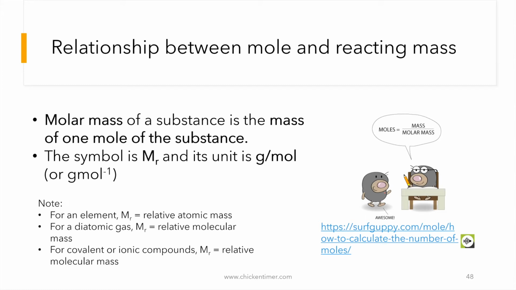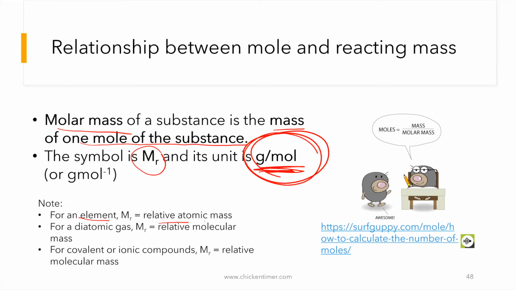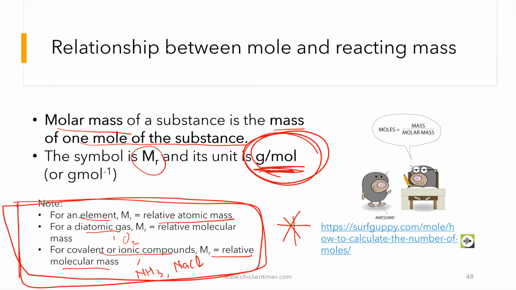So before that, there's this concept of molar mass. Molar mass is the mass of 1 mole of substance. Molar mass has a unit. So if your reacting substance is an element, then the molar mass is your relative atomic mass. If your reacting substance is a diatomic gas, something like oxygen, then the molar mass is the relative molecular mass. If you have covalent compounds or ionic compounds, let's say ammonia or sodium chloride, then your molar mass is relative molecular mass too. This one is important.